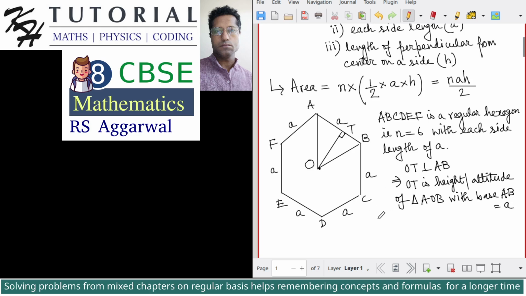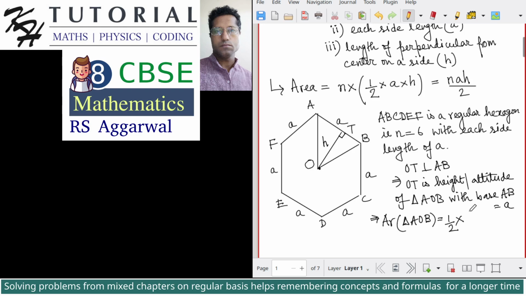Okay, so this will imply what is the area of this triangle AOB. Writing AR for area short, the area of triangle AOB will be equal to half into base into altitude. So we will have half into a into the altitude OT. This is small h, since it is the perpendicular from the center of the polygon O on the side AB, which will also be, as you can see, the height of triangle AOB.